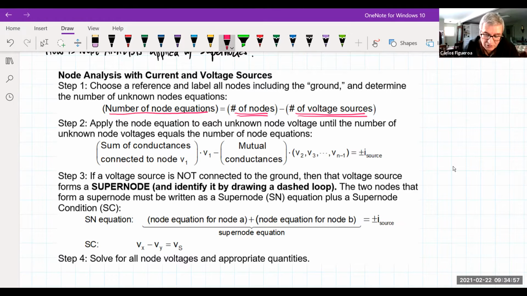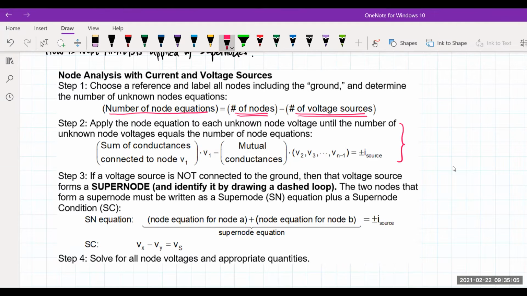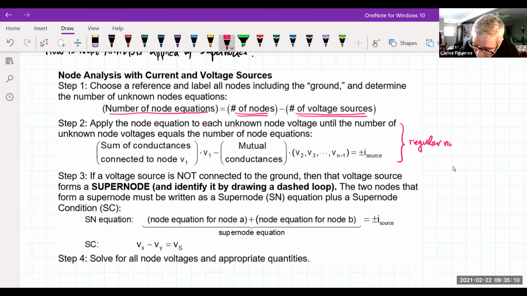Step 2, then, you apply regular node analysis. You go through all of the regular nodes and you do that. So this is only for regular nodes, like we've been looking at before.